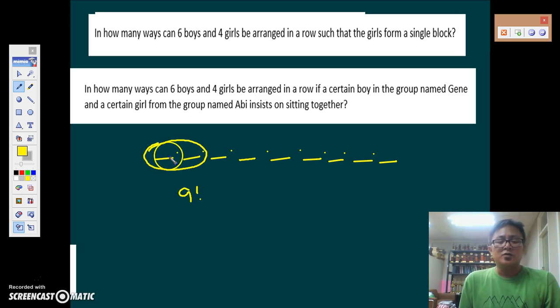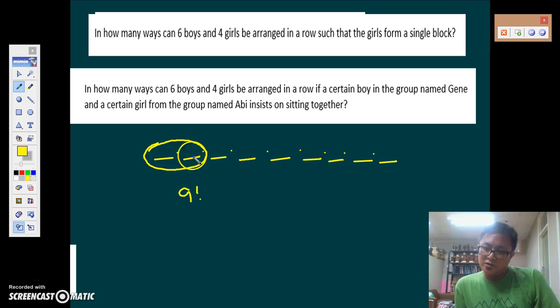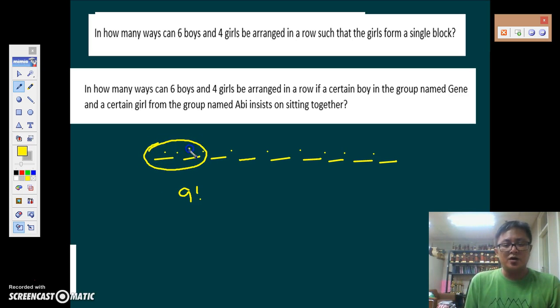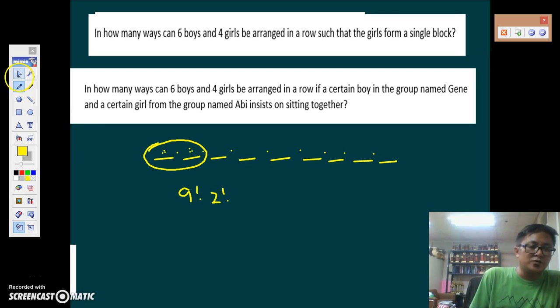And remember, in their own universe here, they have their arrangement to themselves. Let's say Jean here, and then Abby here, then Abby and Jean, as long as they're together. Such a happy story. So 2 factorial. So that's it for that problem.